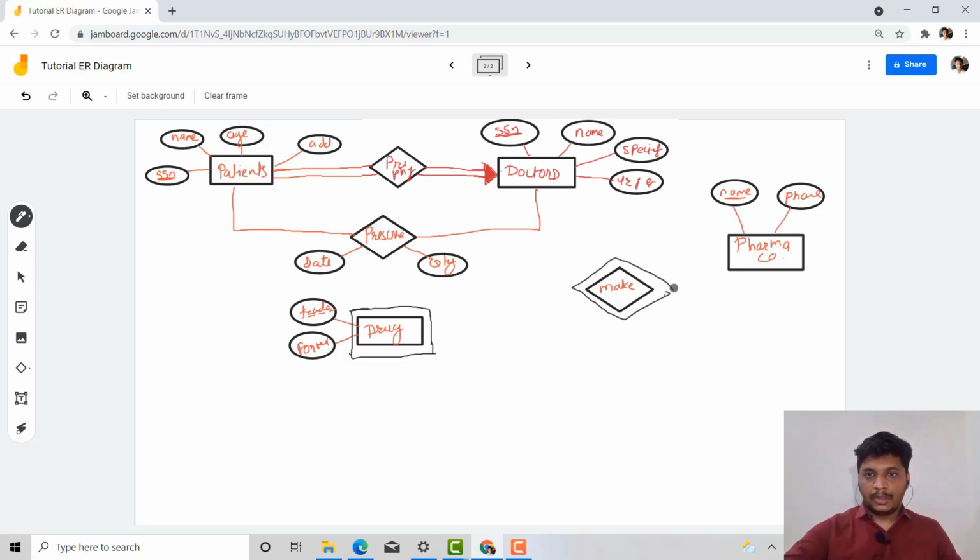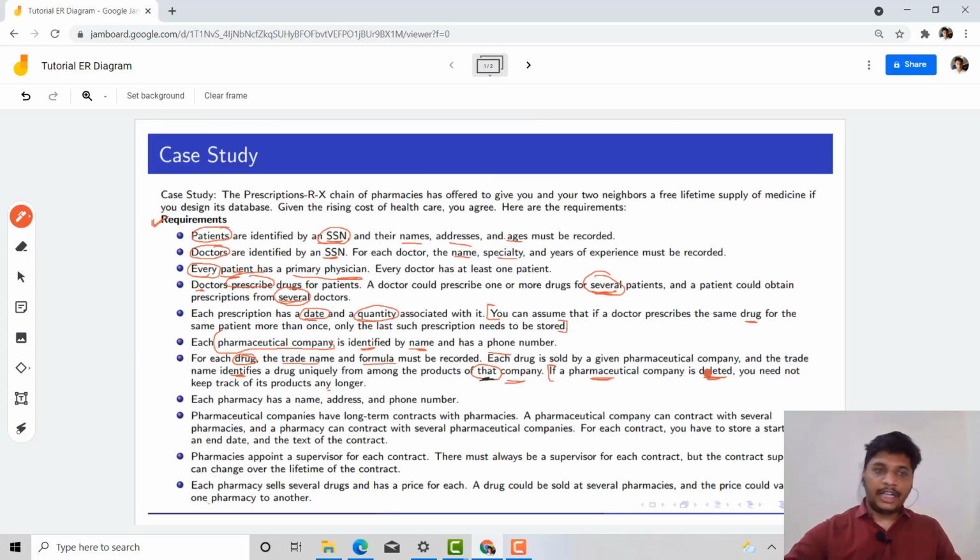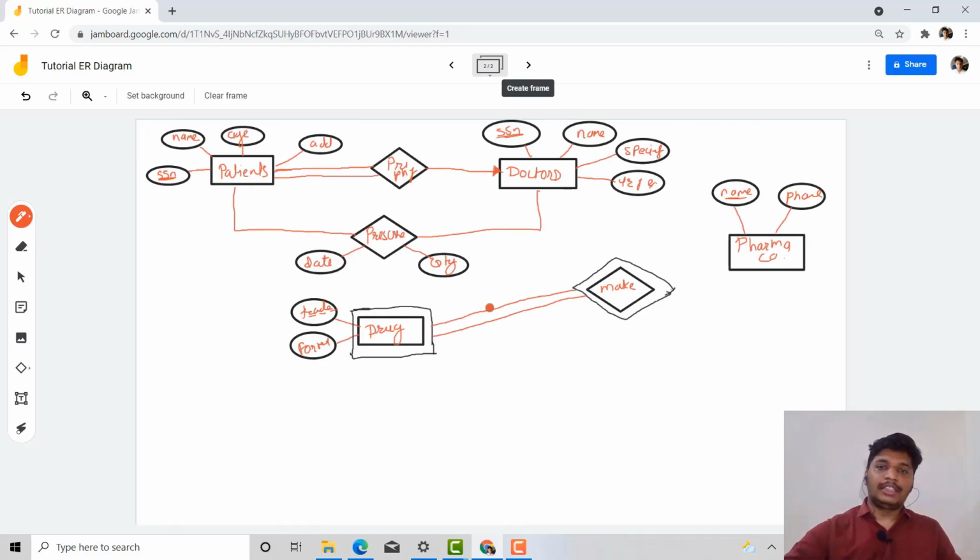Okay, and now there is total participation between the entity drug and the relationship make. And the trade name identifies a drug uniquely from among the products of that company. Means there is a many to one relationship between the drug and the pharmacy. So here it is 1, so it is represented as many to one. Okay, I hope you understand this concept.